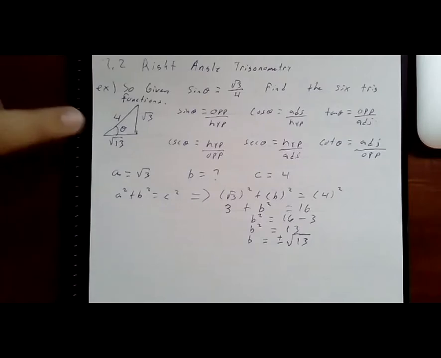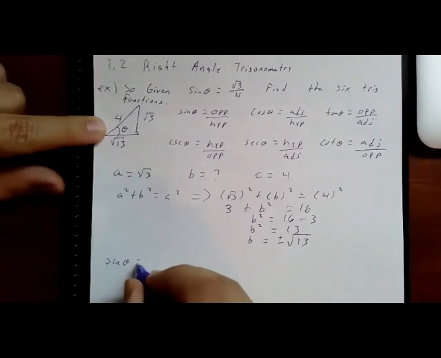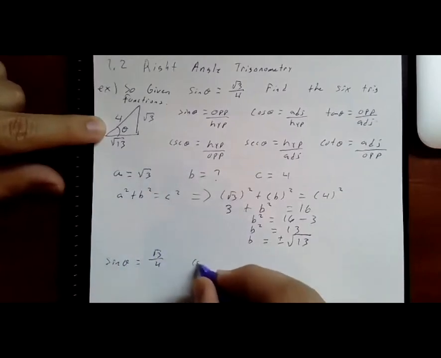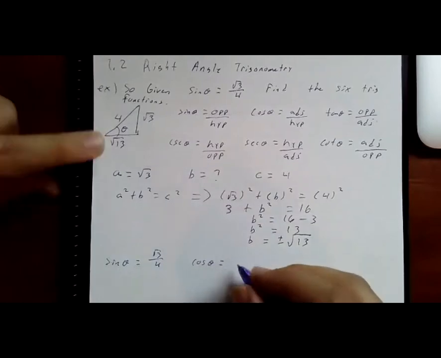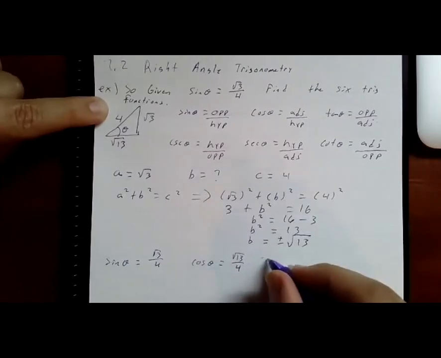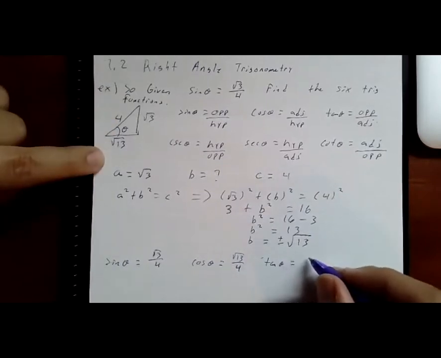So now that we filled up the triangle, we write down all 6 trig functions. Sine is, we already had that, we started with that. Cosine, adjacent over hypotenuse. Tangent, opposite over adjacent.